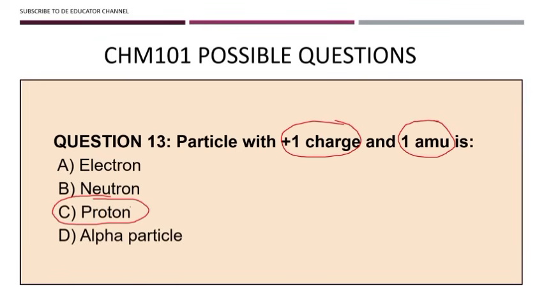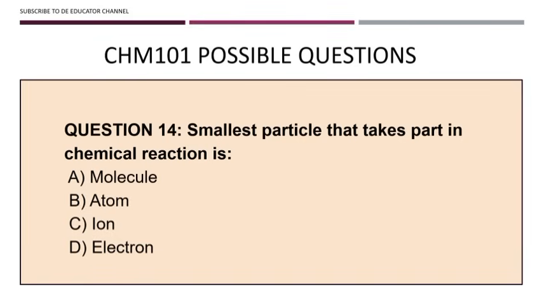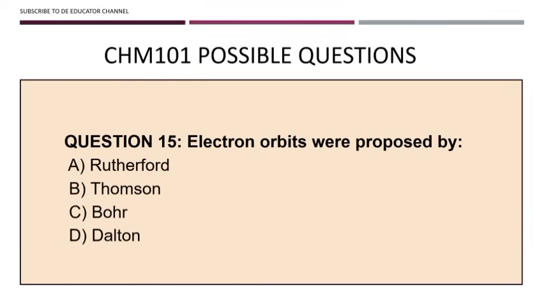But now if they change this question, because they can change the question, they change it to no charge because neutron too has 1 atomic mass, right? They change it to no charge, you already know it is going to be neutron. All of these things have been highlighted in that crash course file. Smallest particle that takes part in a chemical reaction, right from your secondary school days, you should know this, is atom. Next question, electron orbits were proposed by Bohr.